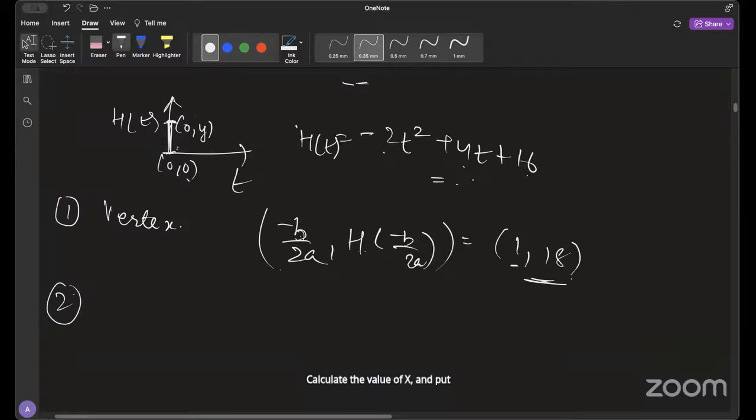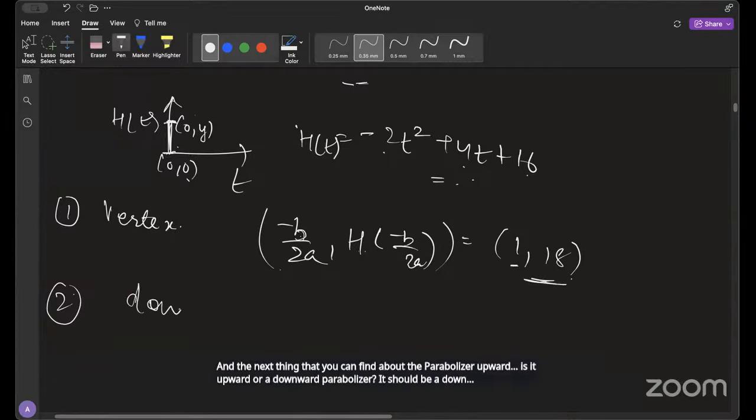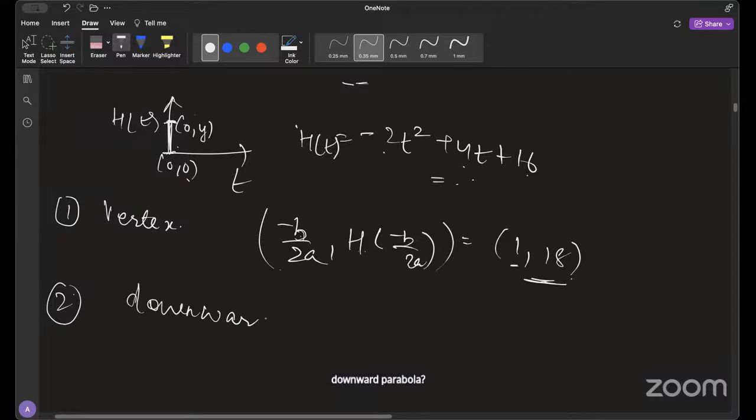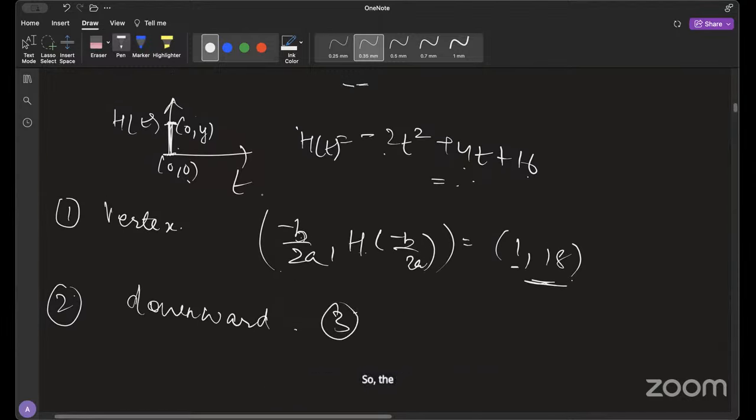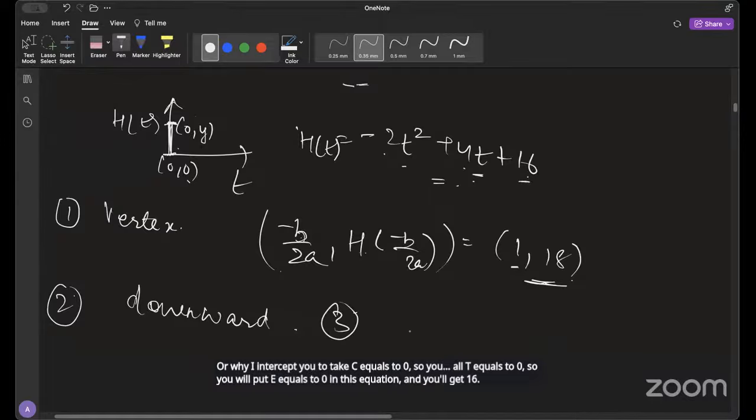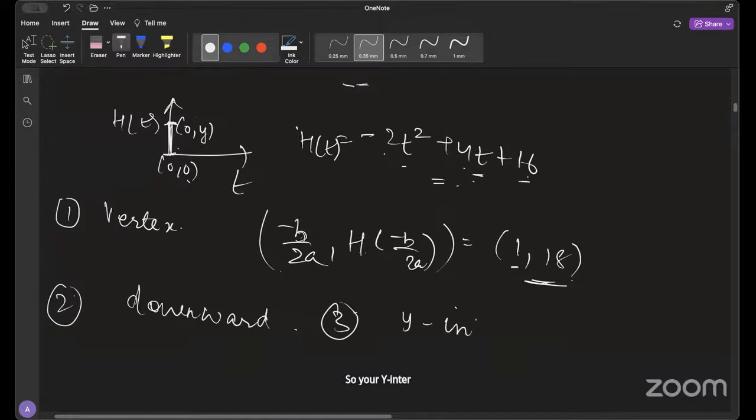And the next thing that you can find about the parabola is whether it is an upward or a downward parabola. So it should be a downward parabola. That's the next thing. And the third thing is the y-intercept. For the y-intercept, you put x equals to 0, or t equals to 0, so you will put t equals to 0 in this equation and you'll get 16. So your y-intercept is 16.